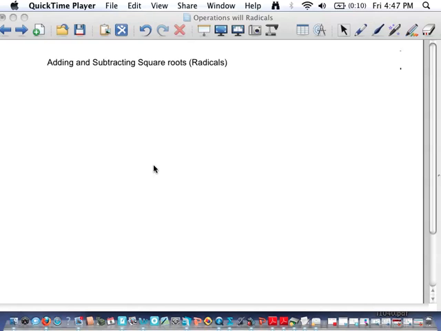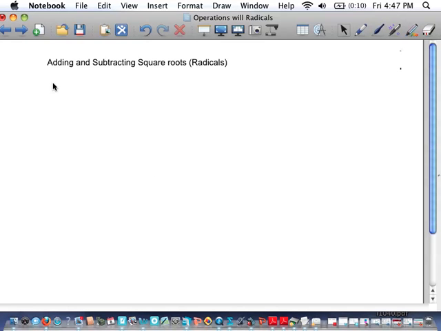Okay, let's look at the section on adding and subtracting square roots or radicals. The most important thing to remember is that the radicands must be the same. So let's review quickly.